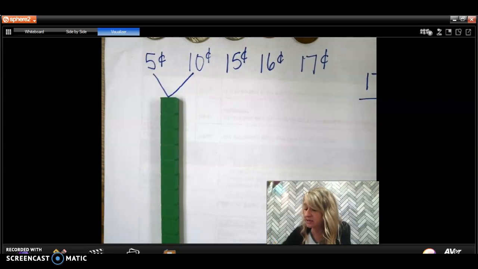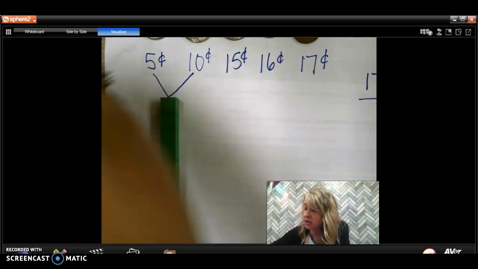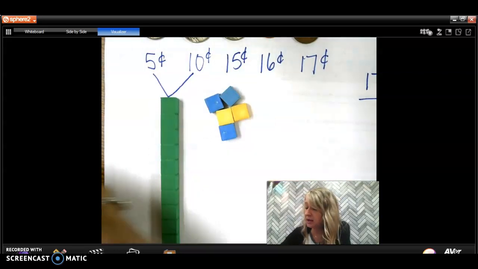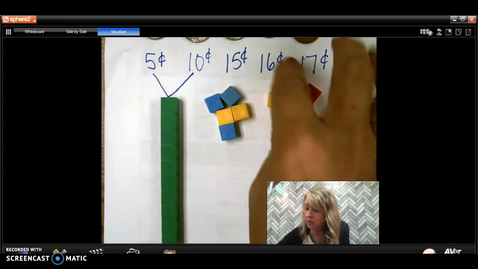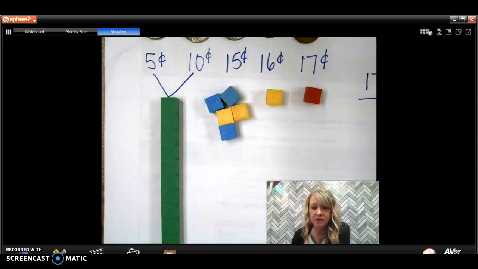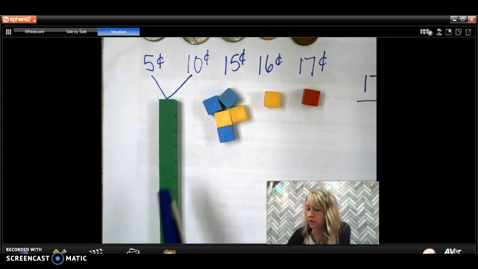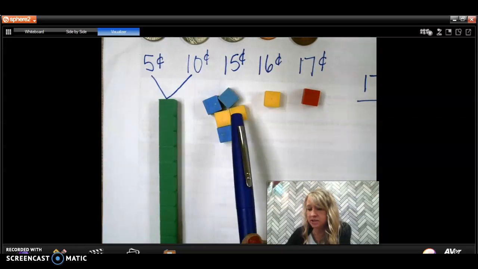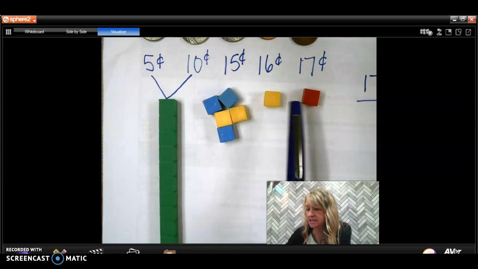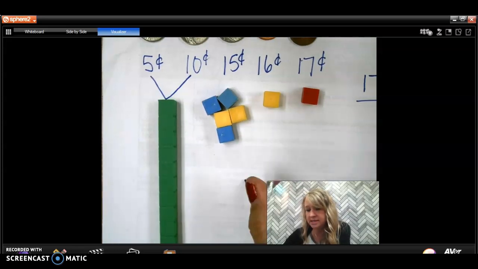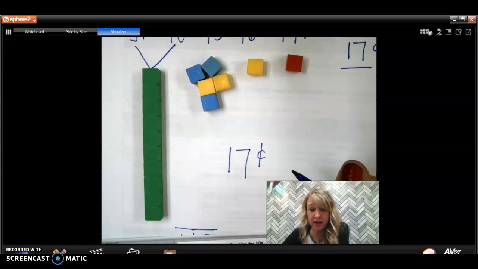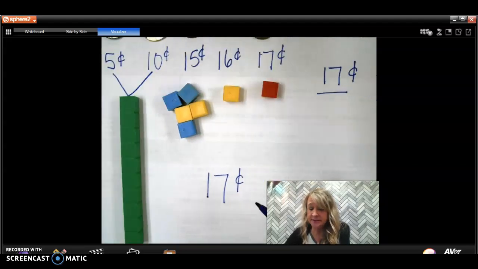Then we wouldn't have to use so many units. We could just use our 5 units for that nickel and 1 nickel and 1 penny and 1 penny. Now let's count our place value blocks. We have 10, 11, 12, 13, 14, 15, 16, 17. We have 1 ten and 7 ones, which is exactly how much money we have, 17 cents.